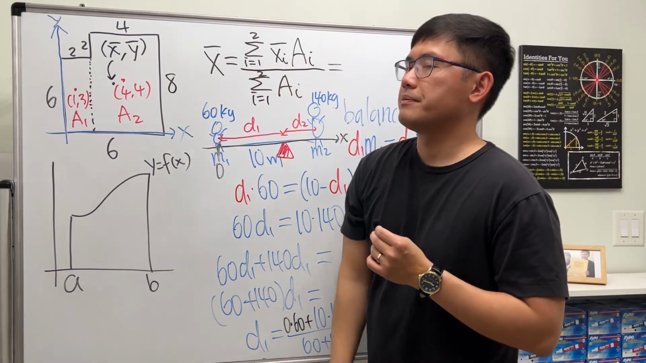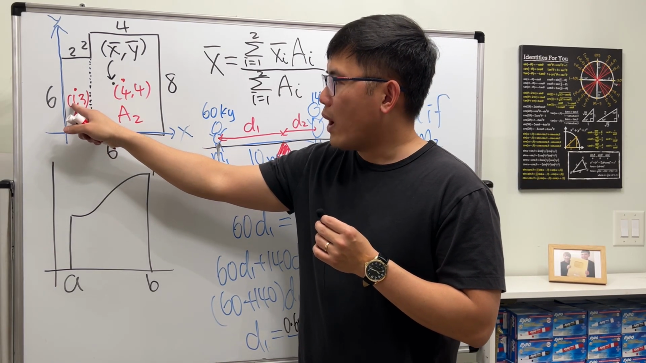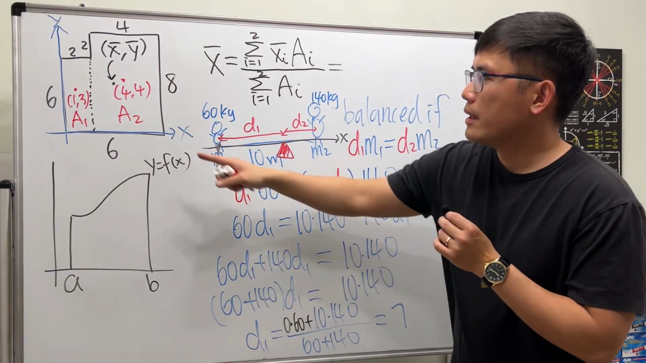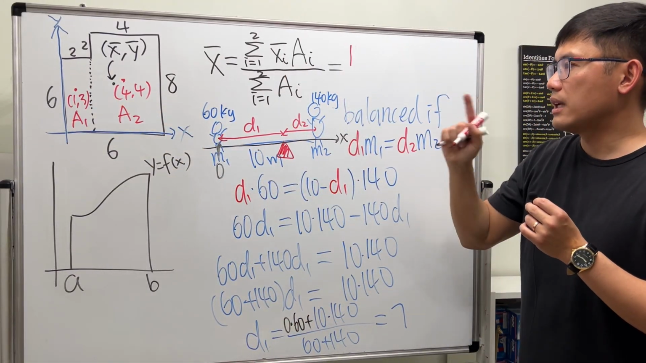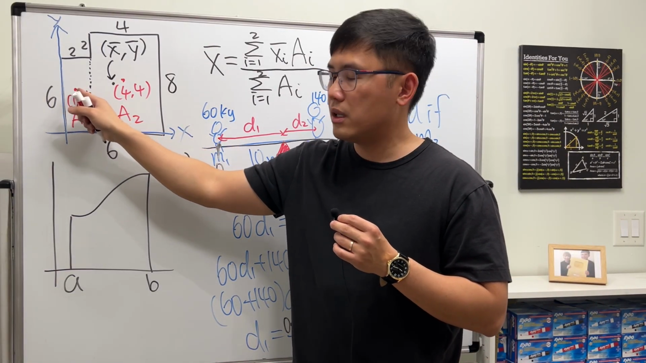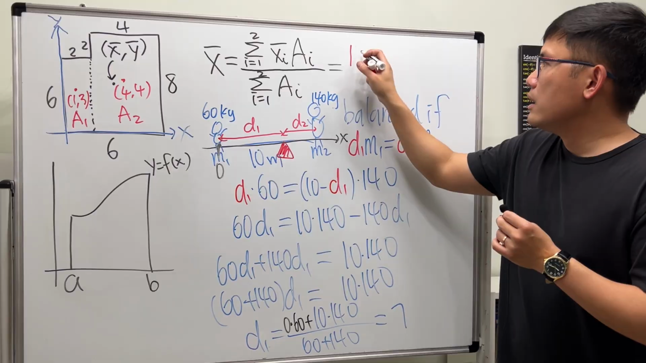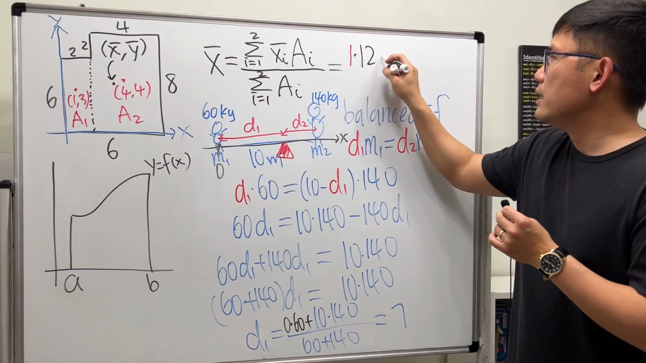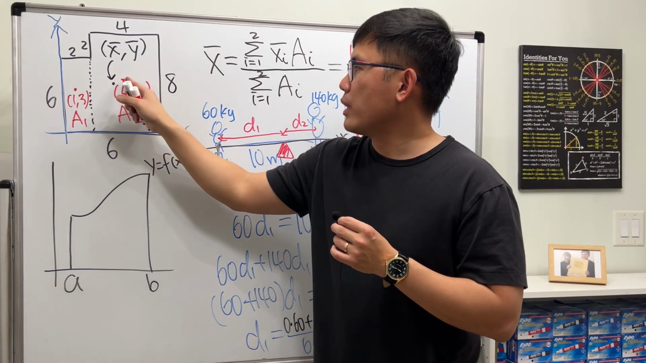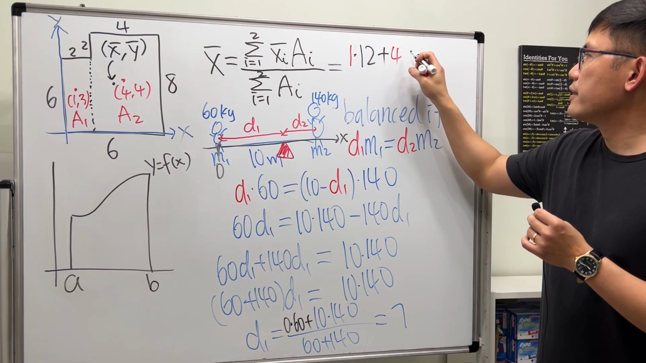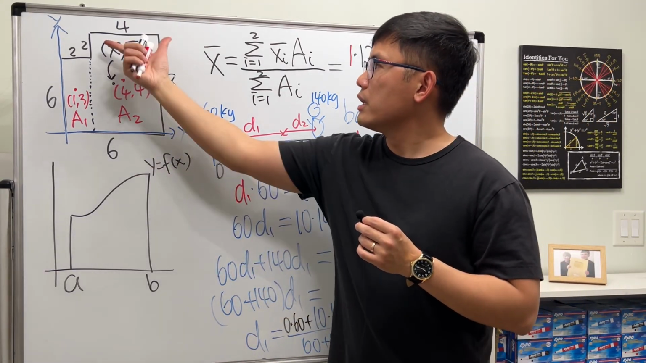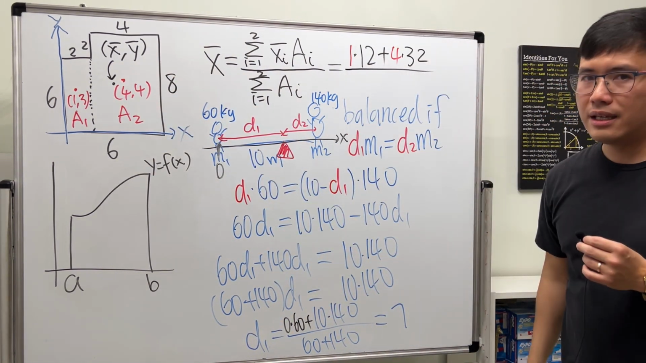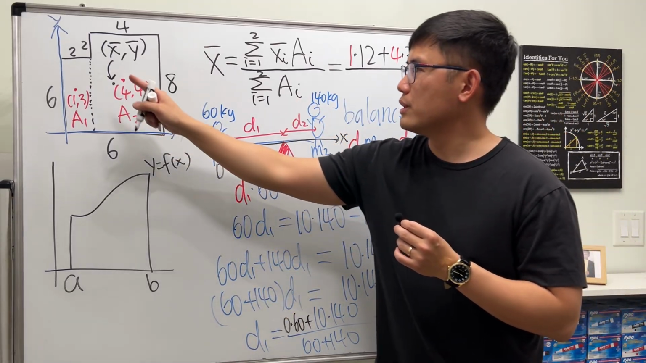So for x bar, we are going to look for x1 bar, which is the one right here, and then multiply by the corresponding area. x1 bar is 1, the x coordinate of the centroid of the first rectangle, times the first area, just 2 times 6, which is 12. And we add the second one right here, which is the 4, times the second area. Here's 4, here's 8. 4 times 8 is 32. So multiply by 32, and then divide by the sum of the areas, which is 12 and 32.